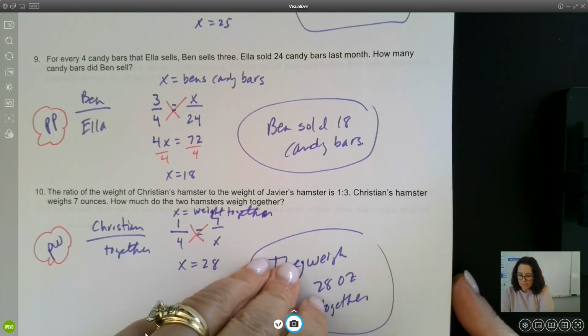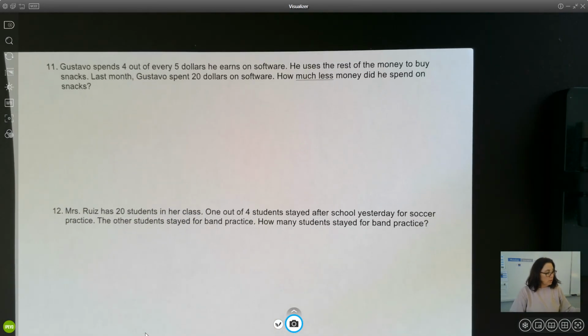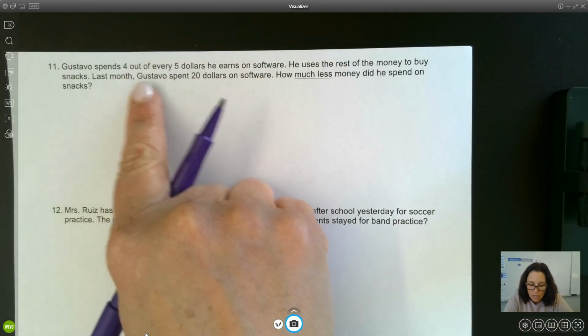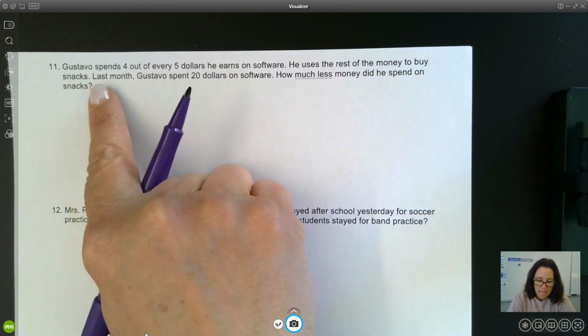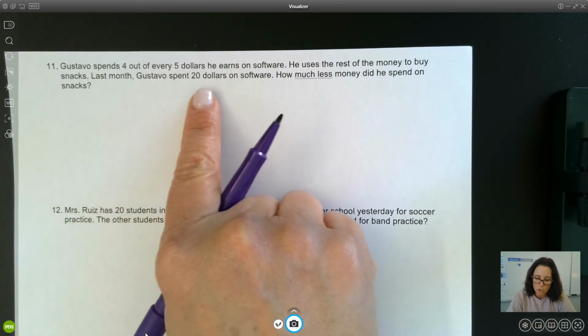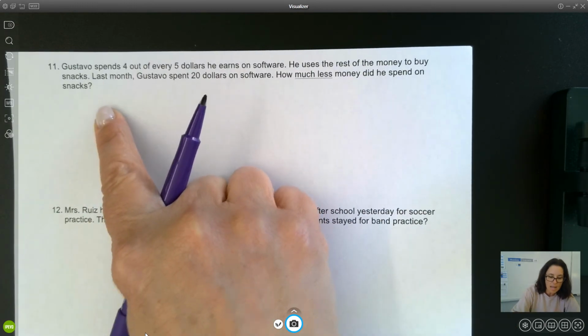You guys, at any time, you could be pausing and trying these on your own if you want to. You decide if it's better to do them with me or by yourself and check. Okay, Gustavo spends 4 out of every $5 he earns on software. He uses the rest of the money to buy snacks. Last month, Gustavo spent $20 on software. How much less money did he spend on snacks?